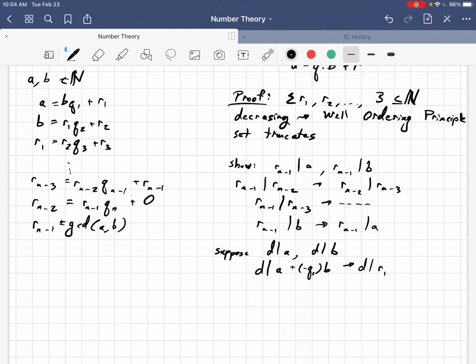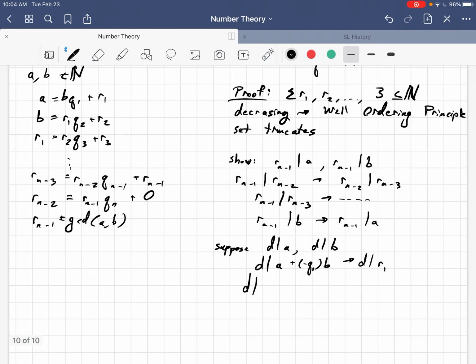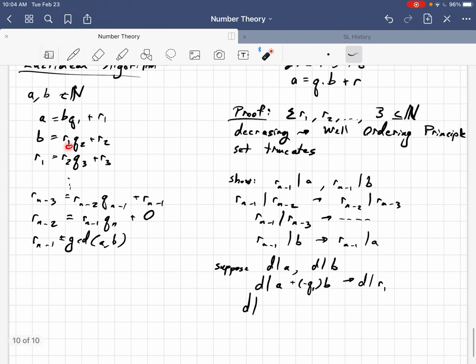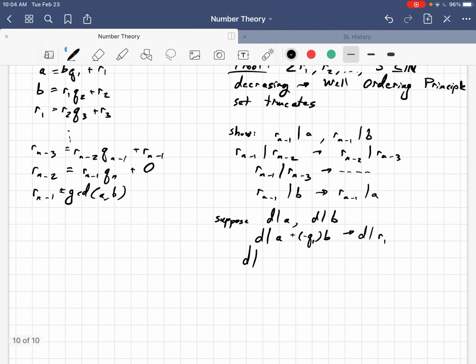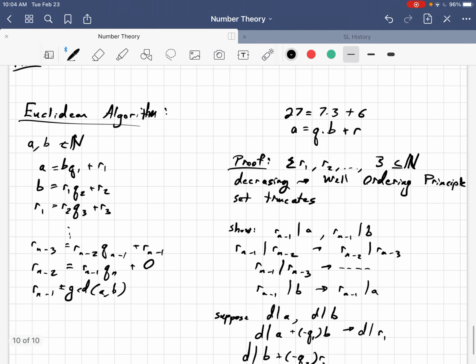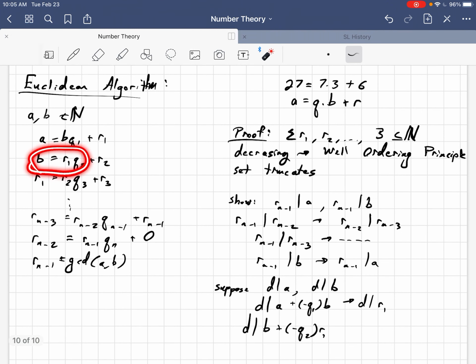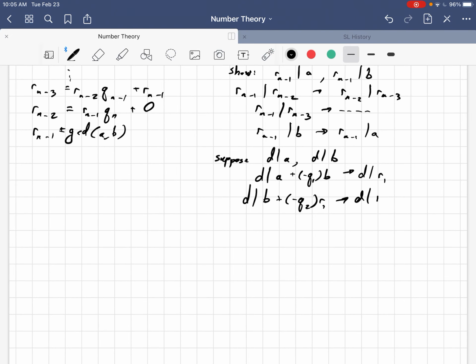Now, if d divides r sub 1, and you see it's kind of recursive here. If d divides r sub 1 and d divides b, then d divides any linear combination of b and r sub 1. So namely, d is going to divide b plus negative q sub 2 r sub 1. But if we look up here, b minus r sub 1 q sub 2 is equal to r sub 2. And so therefore, d divides r sub 2.